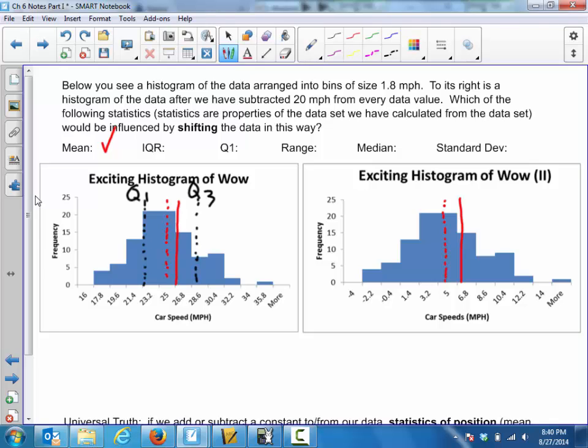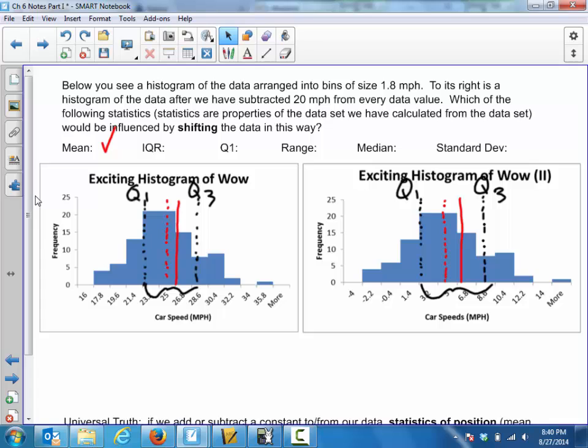Let's draw that from the top. Q3. So your IQR here is actually going to be the same as it would be over here. Q1 and Q3 are relatively speaking in the same positions in the second histogram. So even though we shifted all the data down 20 units, the IQR has not changed.